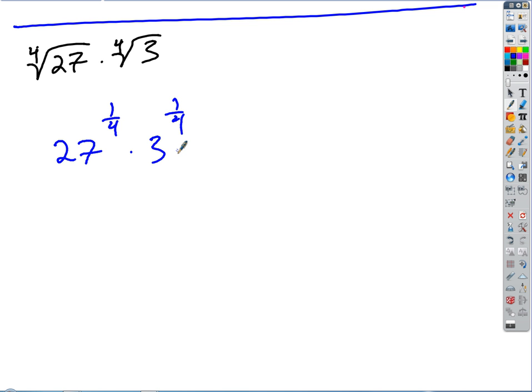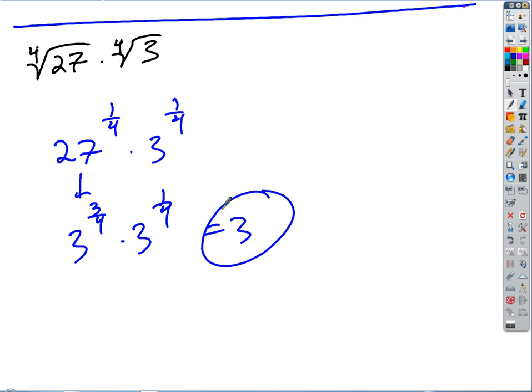So 27 is not a factored base. We can reduce that base. 27 is 3 cubed. So we could write this one as 3 cubed to the 1/4. That's 3 to the 3/4, right? Times 3 to the 1/4 is what? 3 to the 1, which equals 3. No, it's 3/4 plus 1/4, which is 1.